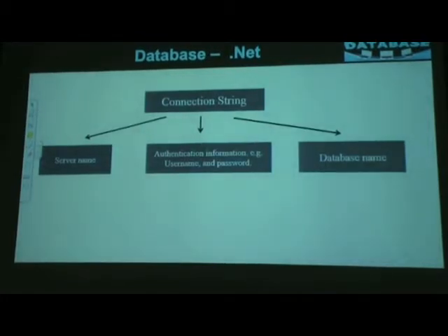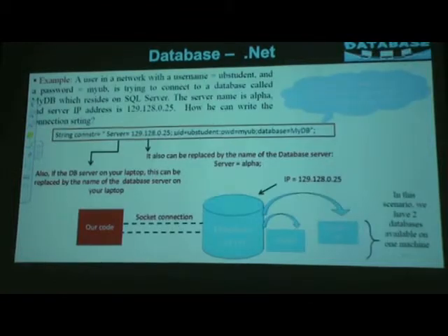This diagram shows the three parts of a connection string: server name, authentication information, username and password. The third part is database name. Example, if we have a user in a network with a username UBStudent and a password myUB, is trying to connect to a database called MyDB, which resides on SQL Server, and the server name is Alpha. The server IP address is 129.128.0.25. How can he write the connection string?